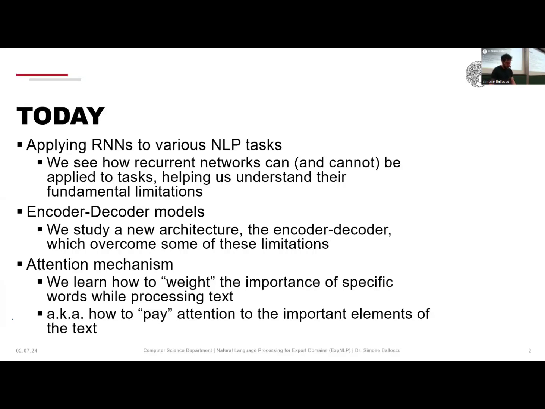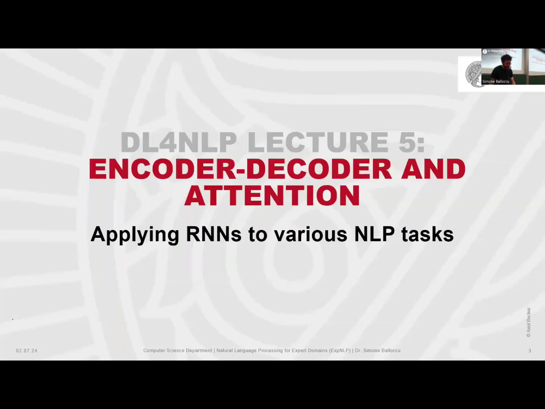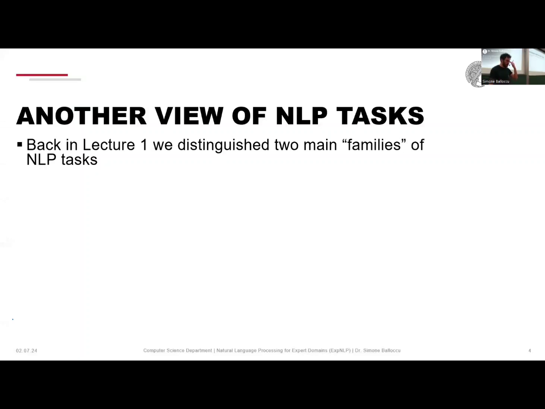Okay, so it was already a question. Okay, so first one, applying RNNs to various NLP tasks. So let's go back to lecture 1 when we saw NLP tasks. You remember they have sentiment analysis, whatever. Basically, there are so many tasks, but mostly there are two families. Does anyone remember what families those are? Yeah, text classification and text generation.